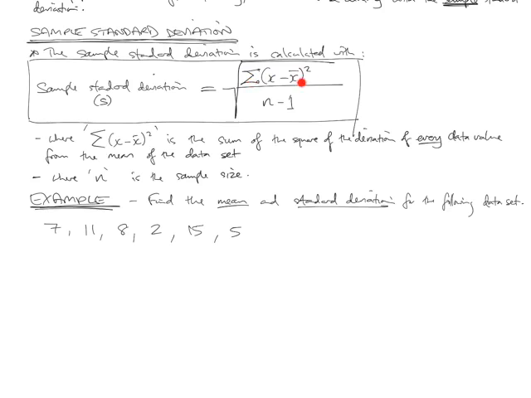Instead of explaining what each one of these means, I'm going to explain what the whole top line is. That symbol there means the sum of, and this is saying x, which is the data values themselves, take away x bar, which is the mean of the data values. And then you're going to square that number. So you can think of it as the difference between each data value and the mean. Whatever that difference is, it could be positive, it could be negative, you square it, and then you add them all together. So that top line is the sum of the squares of the deviation of every data value from the mean of the data set.